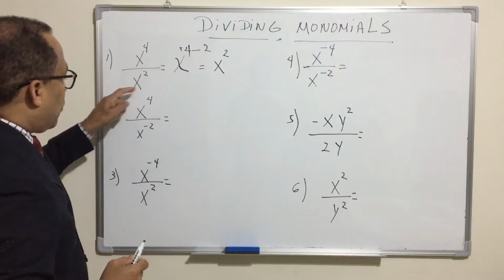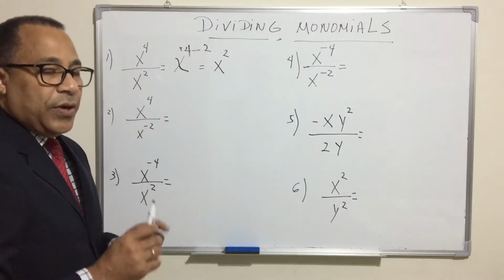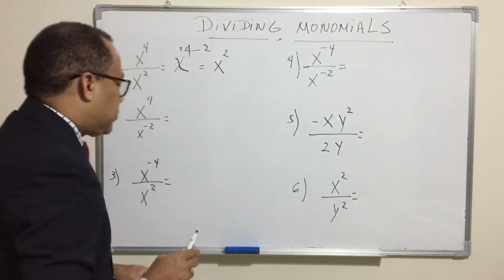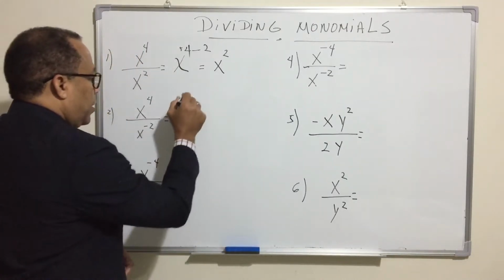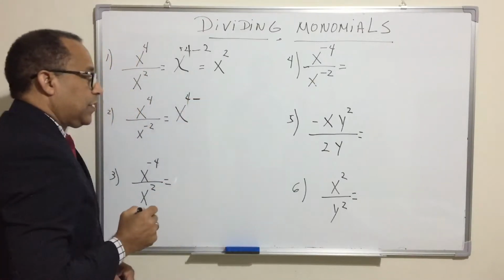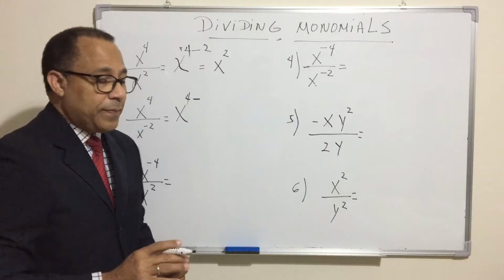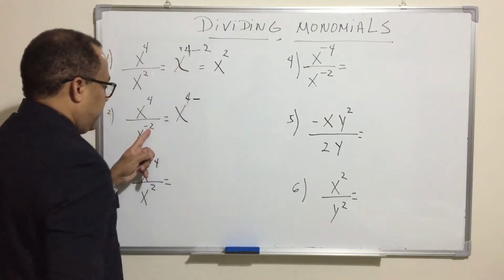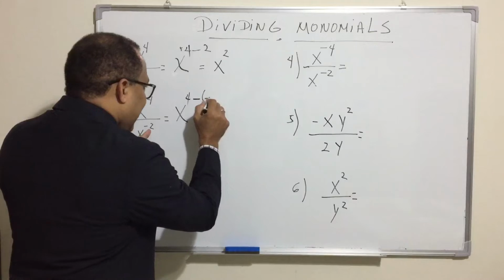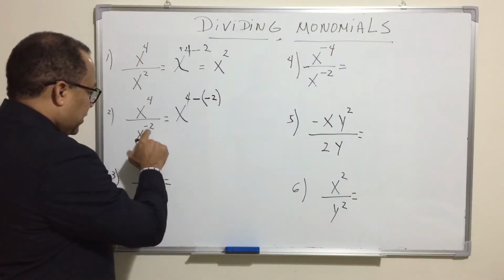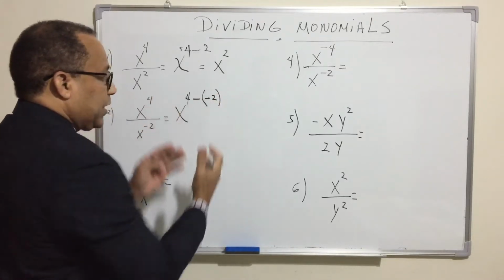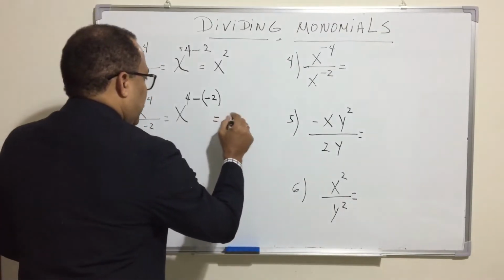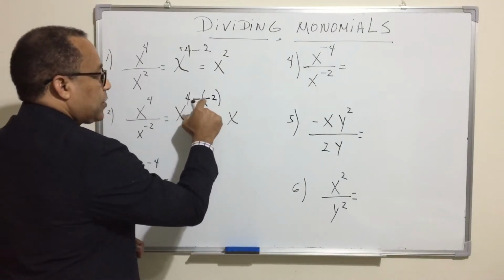Exercise number 2 says x to the fourth divided by x to the negative 2. Remember, we said when dividing monomials, we subtract the exponents. Let's do that. X to the 4 minus, because the operation is subtraction. But this is a negative exponent. So when you subtract minus negative 2. Because this negative 2 is this one here, but the operation that involves division of monomials is a subtraction. So what we do here is x to the 4 minus negative 2.